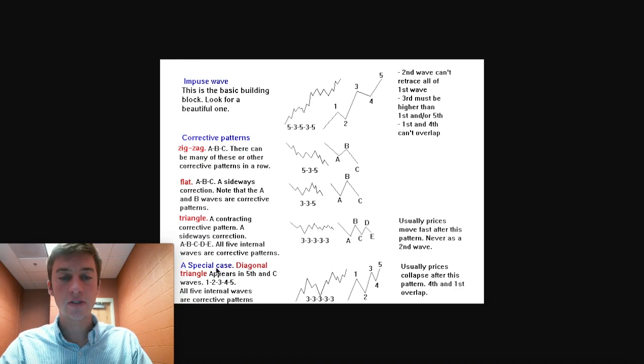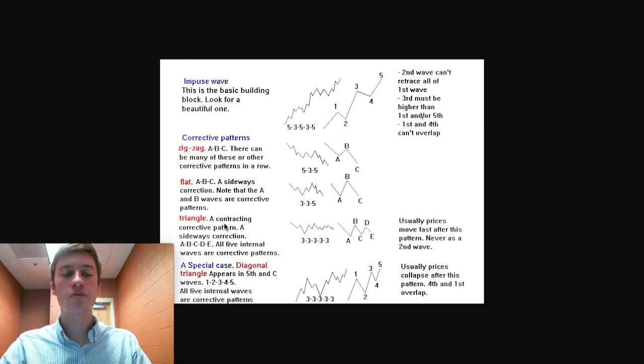So what we have here are the three types of corrective patterns that I've mentioned. Really ignore this because this is quite rare. And just to zoom in on these, we have the zigzag that we just talked about. It looks like that. We have an ABC sequence, and then you have a flat as well, where you have A, B, C like this. And it says here, note that the A and B waves are corrective patterns, as you can see right there.